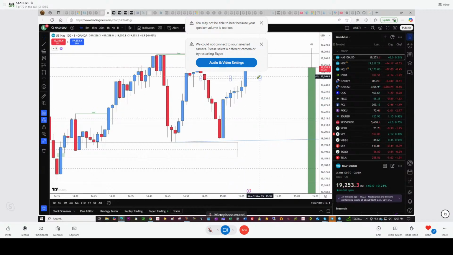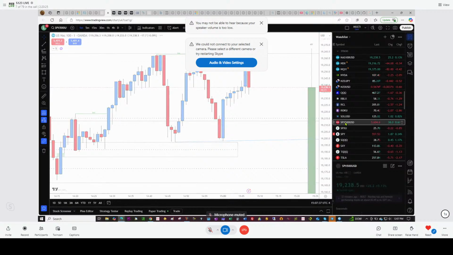So let's see what we've got here. So this gap is no longer. So why did they come all the way up here? Just into this order block. Big, huge sell bar now.